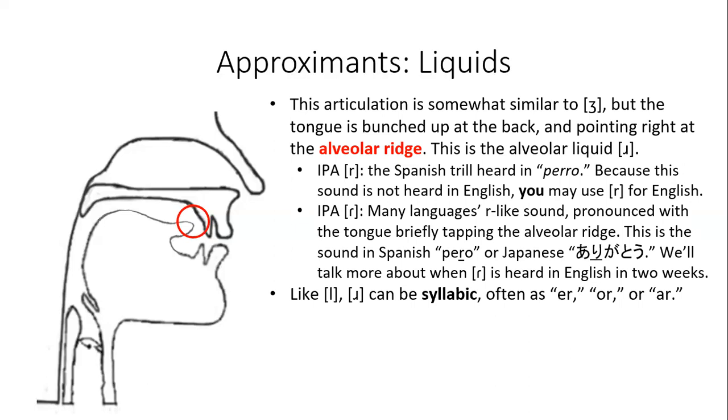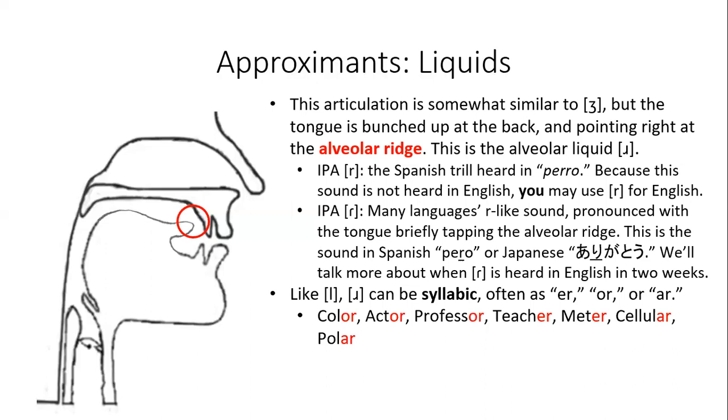So an R can also be syllabic. We actually talked about this a little bit already. And sometimes it's ER, OR, or AR. So color, actor, professor, teacher, meter, cellular, polar. So when you say, for example, polar, you go straight from the L to the R. Polar. There's no vowel in between there.